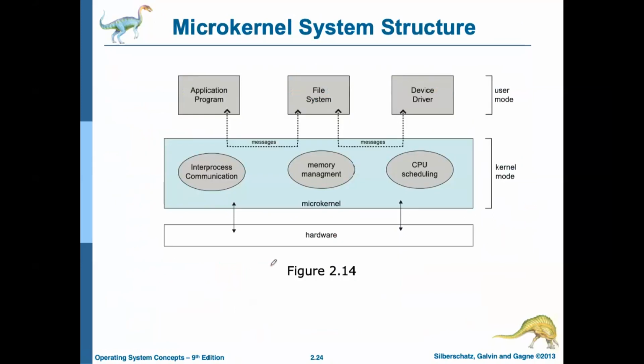Here we have the file system, memory interface, CPU scheduling, and this is the hardware. The lowest is the hardware. The top one is the end user or application. Almost similar, here they say user mode, and we have kernel mode, and finally the hardware part. This is the common structure for the microkernel system.